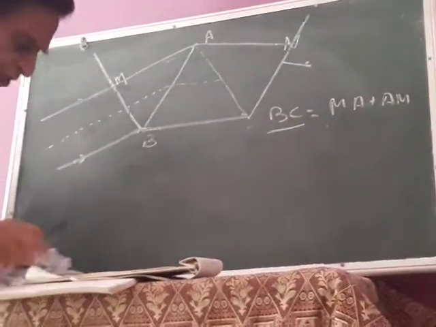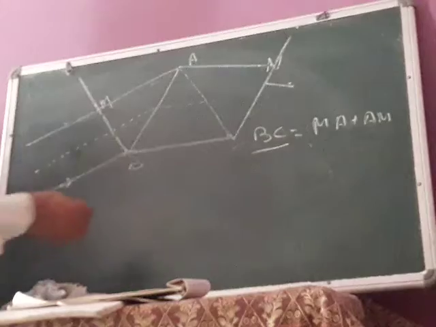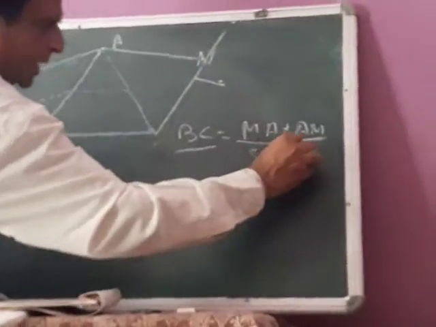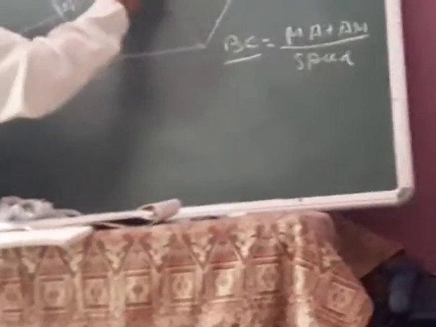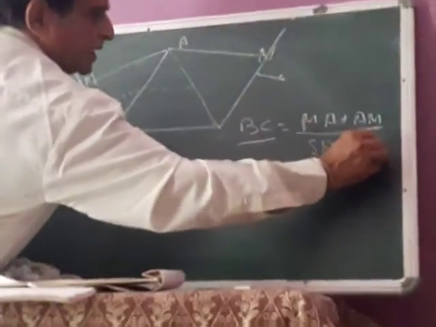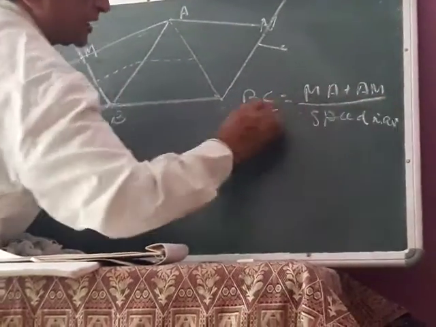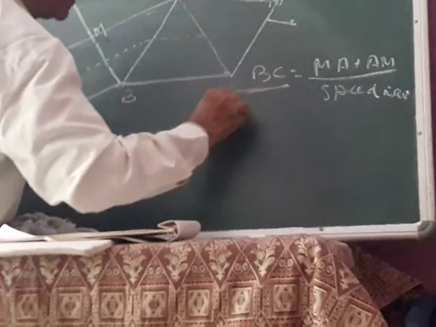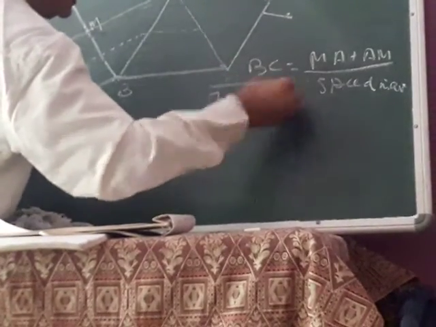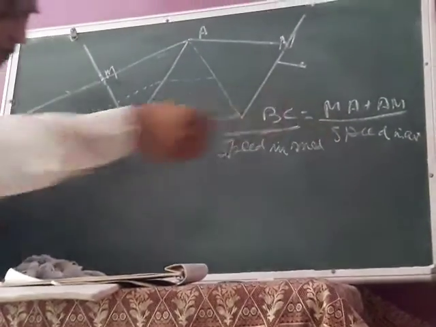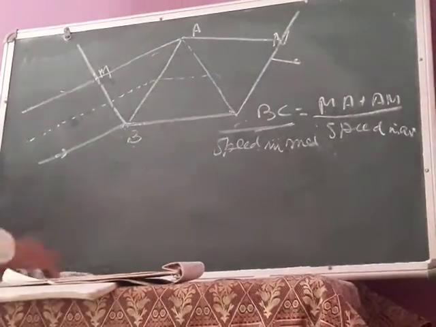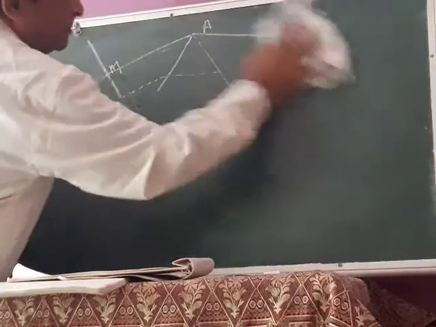So the same thing can be proved by wave theory, where we have seen this is MA plus AM and speed. The time taken by the ray is the distance upon the speed in air, which is the same as the time taken, the distance upon speed in the medium. So this is the way we can explain the behavior of the prism.